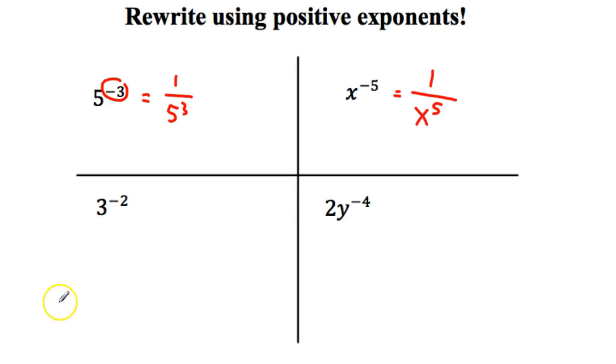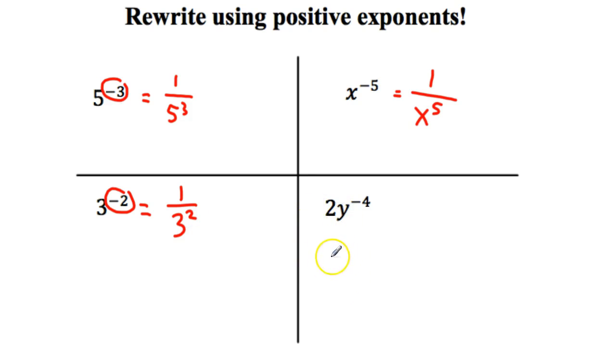All right, 3 to the negative 2. Well, let's see. It's going to be 1 over 3 squared. Instead of negative 2, I put a positive 2. Not bad at all, right?